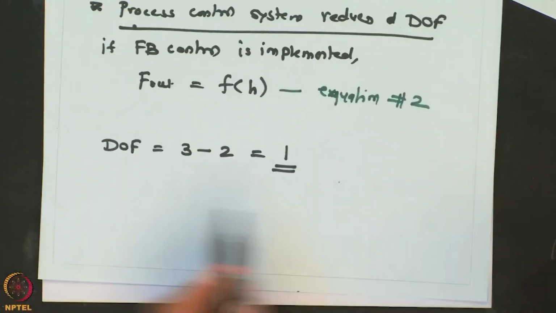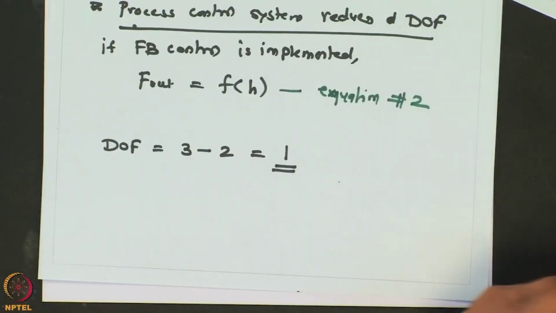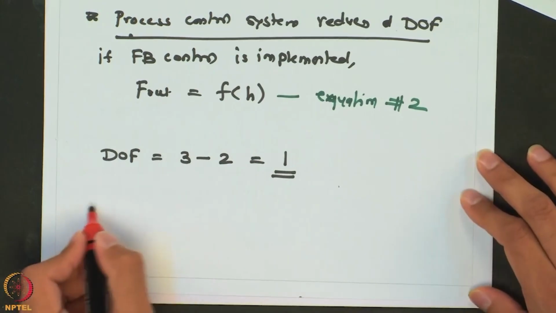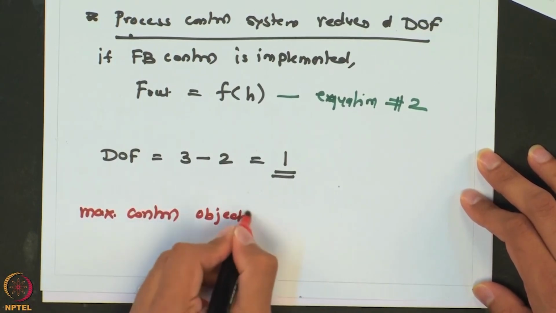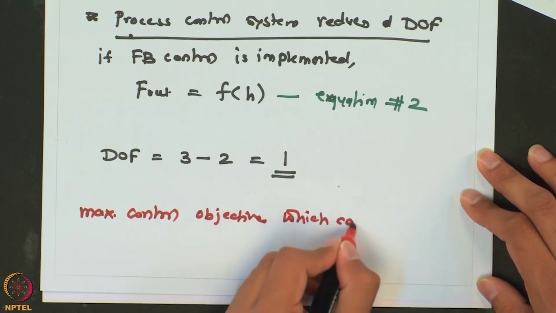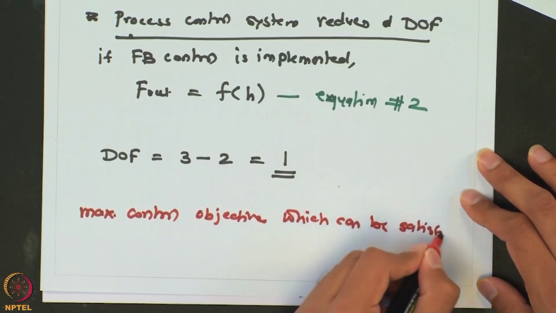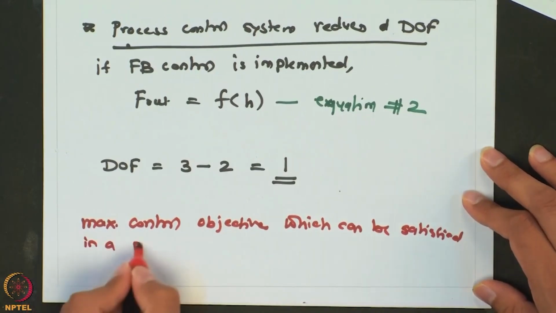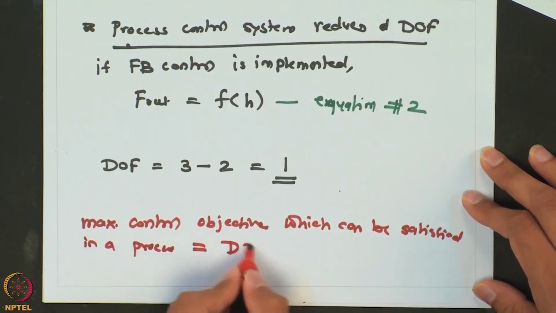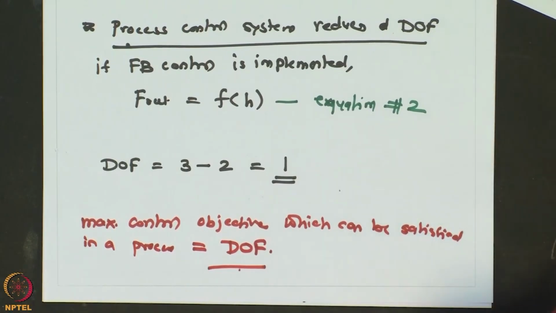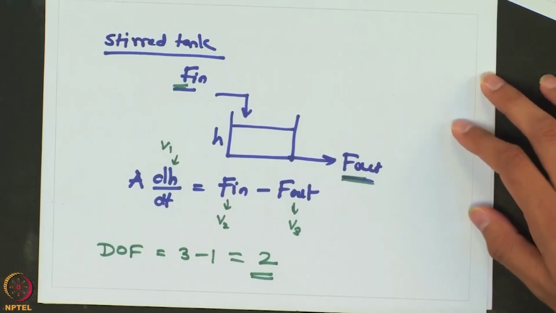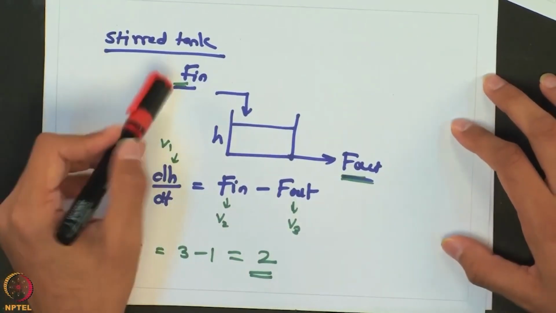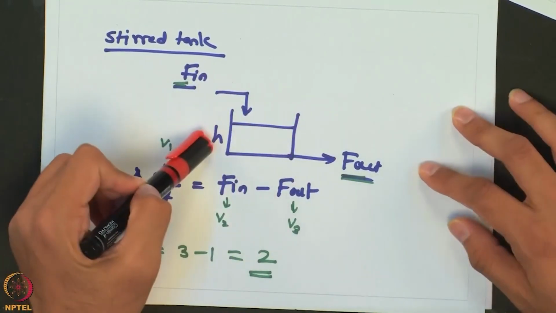So, that automatically tells me how many maximum number of control objectives I can satisfy in a process. So, the maximum control objectives which can be satisfied in a process will be equal to the degree of freedom. So, if we look at the previous example, we had 2 degrees of freedom, which means any 2 of F in, F out and H can be specified.